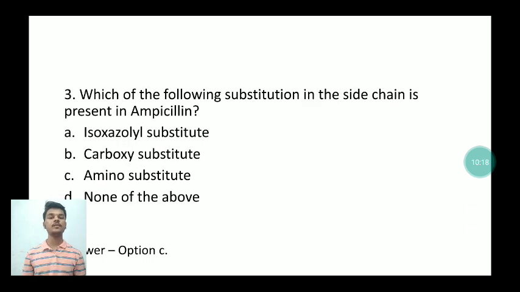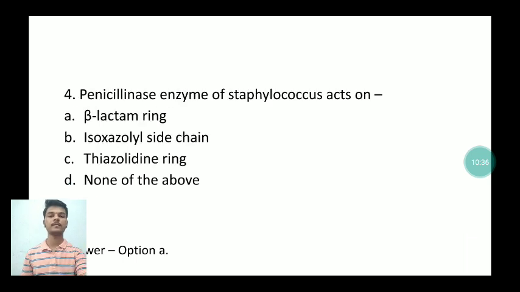The third is, which of the following substitution in the side chain is present in ampicillin. As we have seen, ampicillin falls in the category of aminopenicillins, and as the name suggests, aminopenicillins have the amino substitute in their side chain. Hence, our answer is option C, amino substitute. The fourth is, penicillinase enzyme of Staphylococcus acts on. The penicillinase enzyme is an enzyme produced by certain bacteria which destroys the beta-lactam ring of penicillin G and leads to its functional disability. Hence, our answer is option A, that is beta-lactam ring.